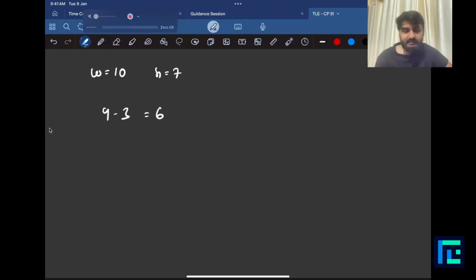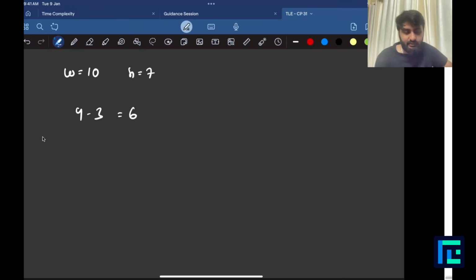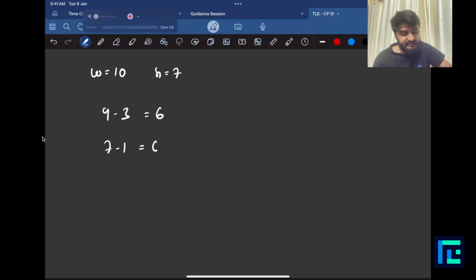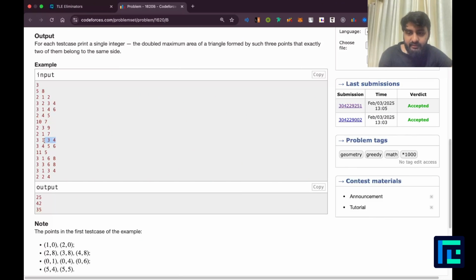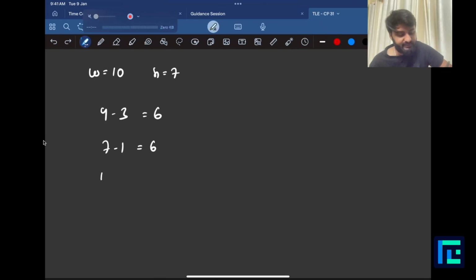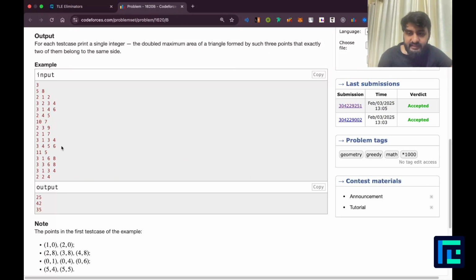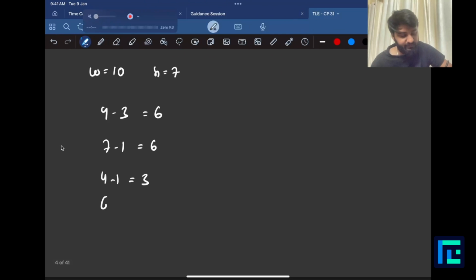This creates 6. Then you have 1 and 7, 2 points only. So this is 7 minus 1. This creates 6 again. Now on this is 1, 3, 4. So you can take the first and last point. So this is 4 minus 1. This is 3. And then this is 4, 6, 4, 5, 6. So that is 6 minus 4, first and last.